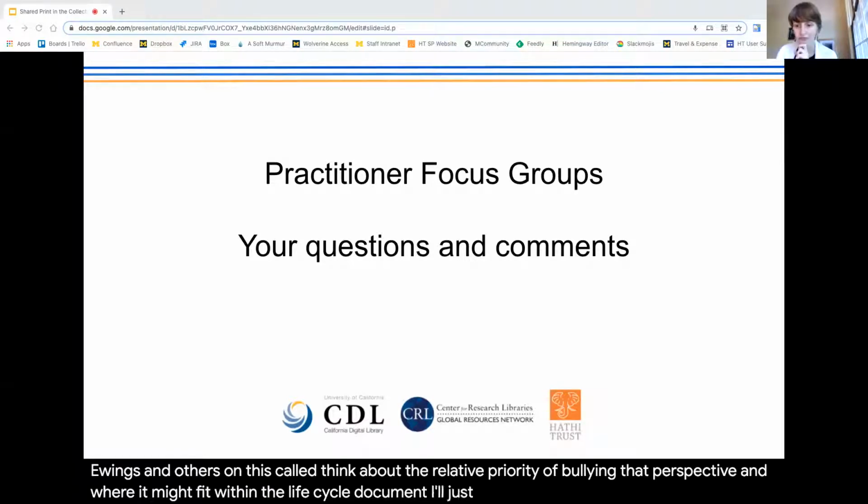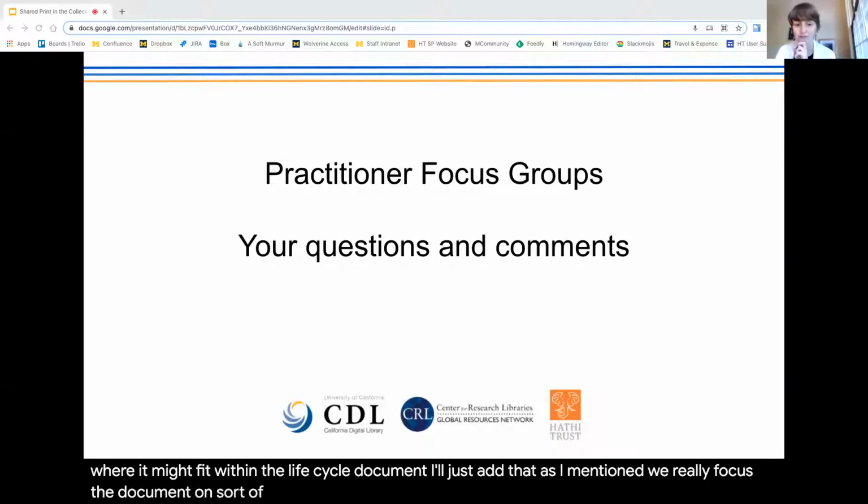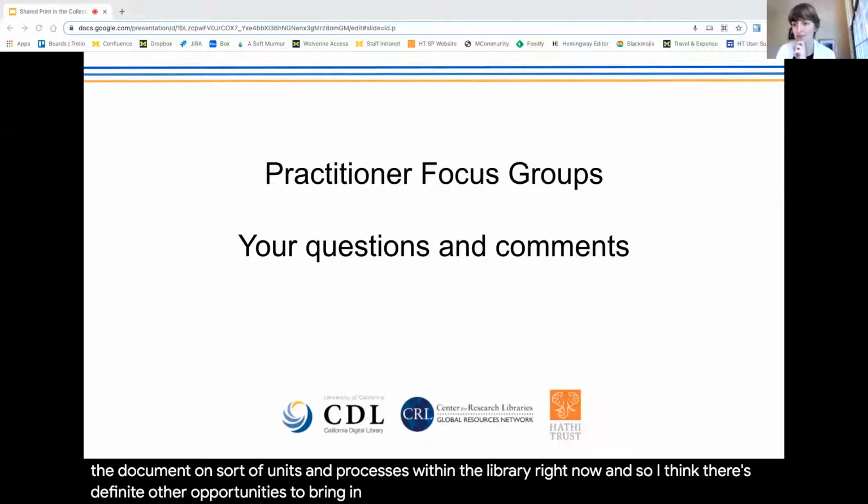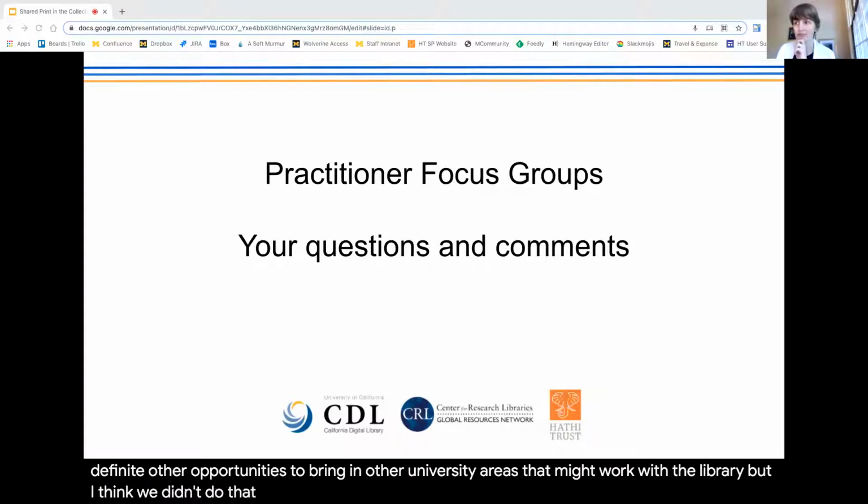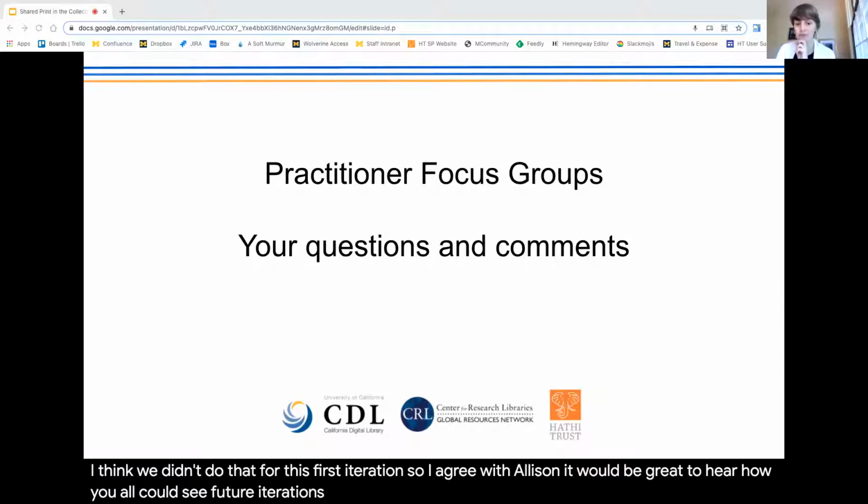Yeah, I'll just add that, as I mentioned, we really focused the document on units and processes within the library right now. So I think there are definitely other opportunities to bring in other university areas that might work with the library, but we didn't do that for this first iteration. So I agree with Allison. It would be great to hear how you all could see future iterations of life cycles outside of library-specific areas.